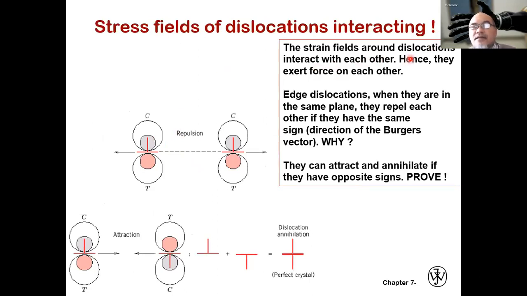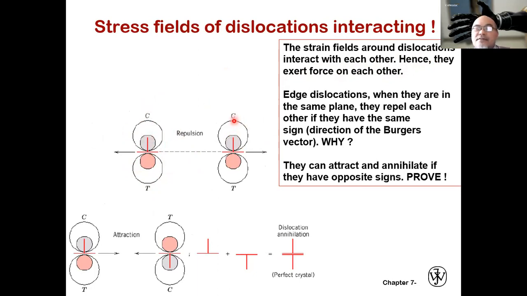The strain fields around this location interact with each other. Hence, they exert force on each other. For example, here you have the line dislocation. The upper part is in compression. The lower part is in tension. So here the dislocation line is above like this.